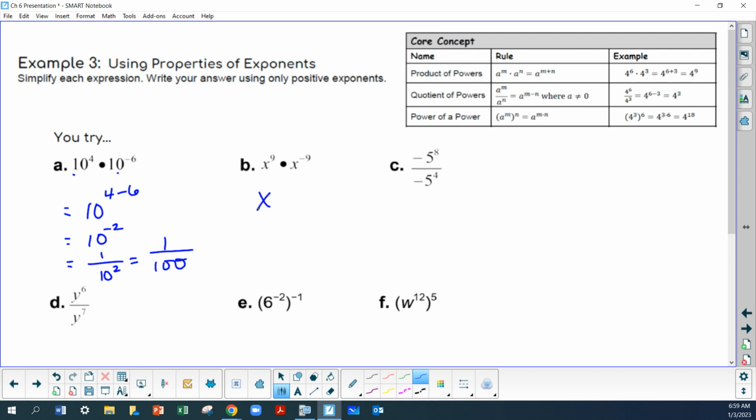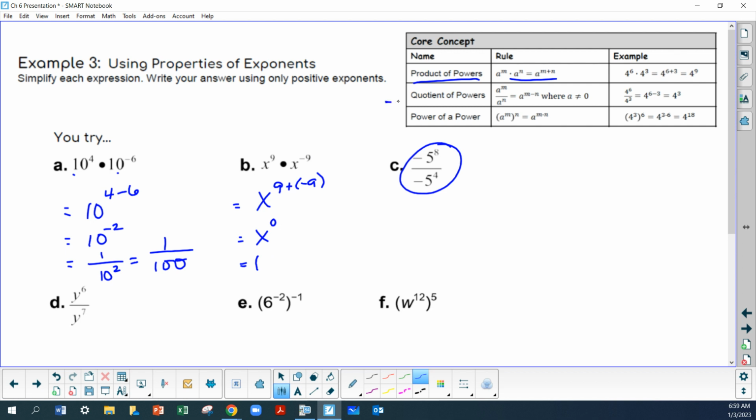The next one, power times a power. This is a product of powers. We're going to add still. 9 plus a negative 9. Well, that's going to be a 0, isn't it? X to the 0. And we know the 0 property says that the answer will be 1.